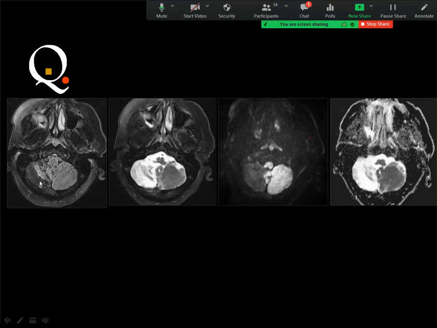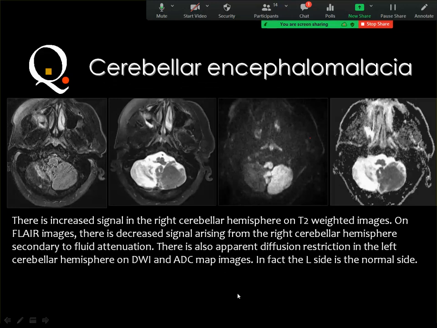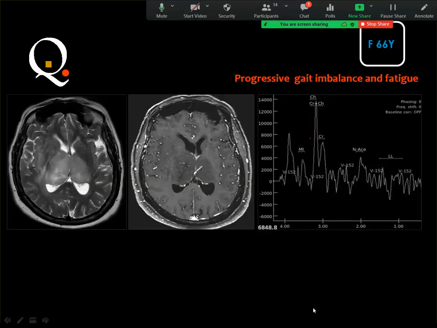You got low signal in the FLAIR, meaning that you are dealing with fluid, and high signal in the T2, and this confirms the possibility of fluid. Then in the diffusion weighted images, you got free diffusion, and in the ADC as well, and this is cerebellar encephalomalacia. The left cerebellar hemisphere is good, nothing at all in the left cerebellar hemisphere, but the right cerebellar hemisphere is that one which is diseased.